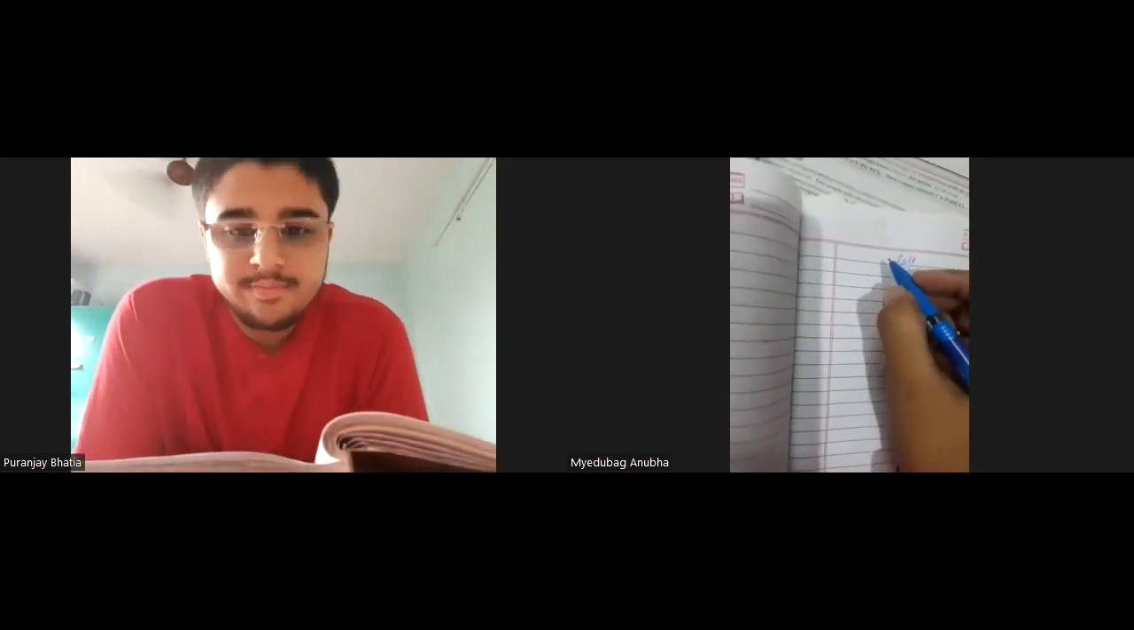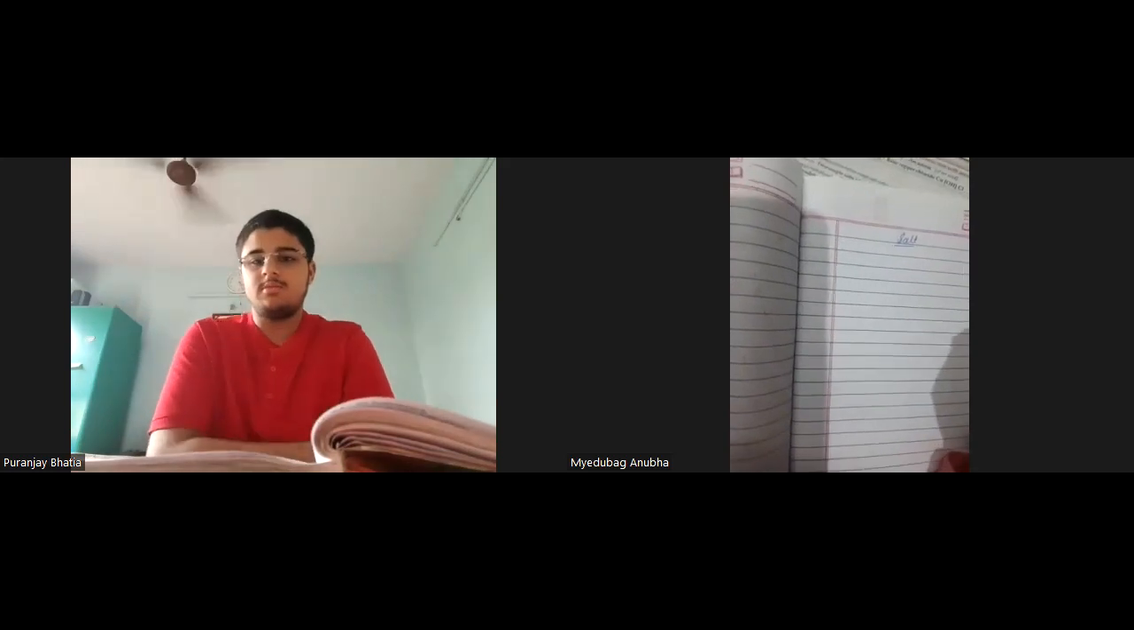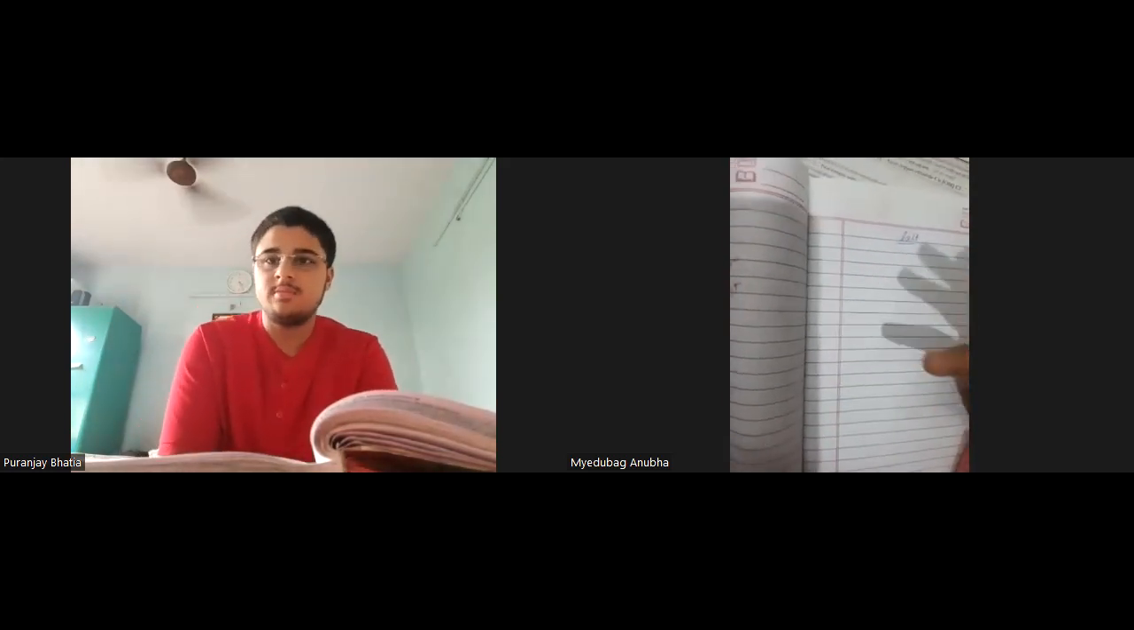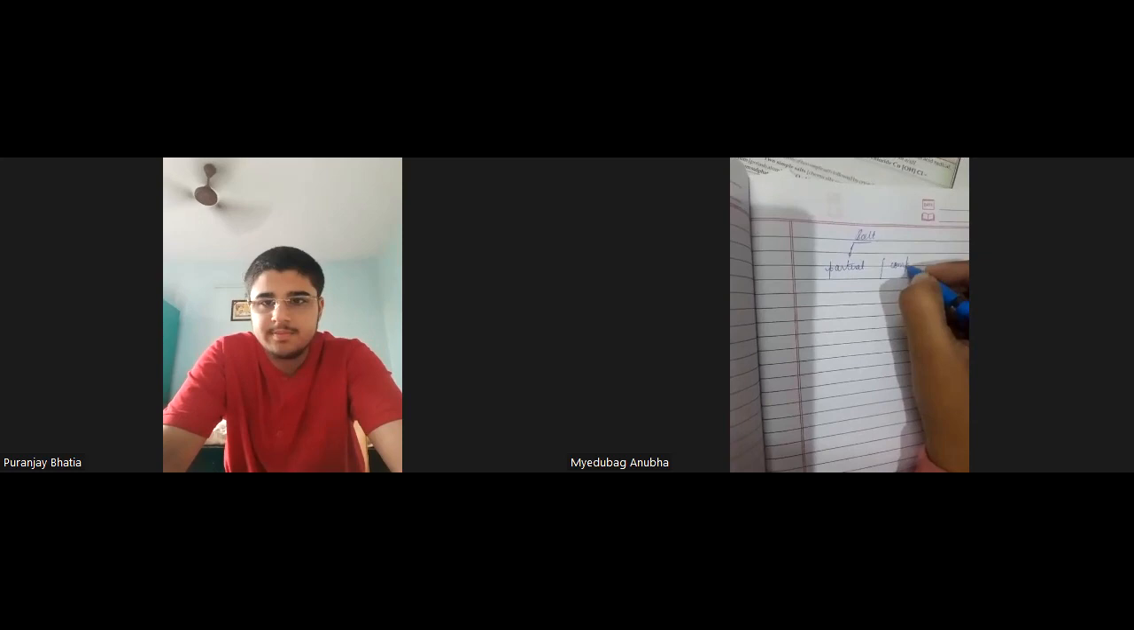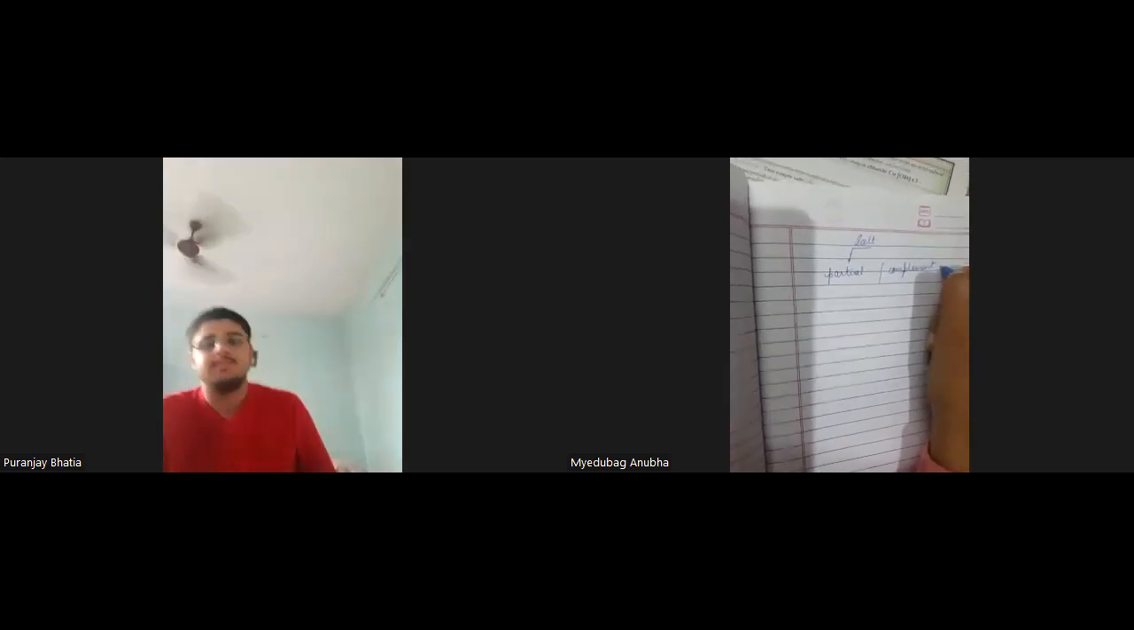So we are going to start our salt today. How are we going to define the salt? Like the acids we have defined, it contains hydrogen ions. The bases we have defined, they contain hydroxyl ions. Now how are we going to define the salt? A salt is a compound which is formed by the partial, that means incomplete, or complete replacement of the hydrogen ion of an acid.